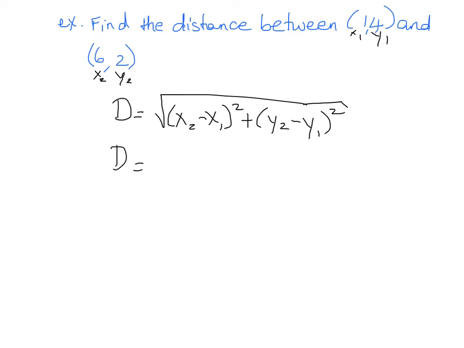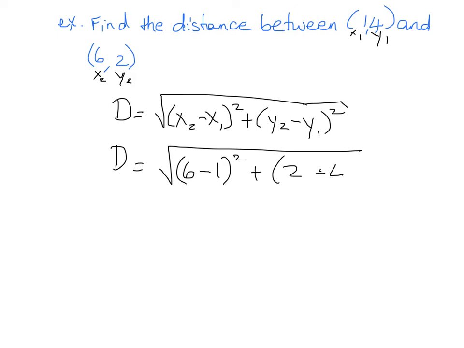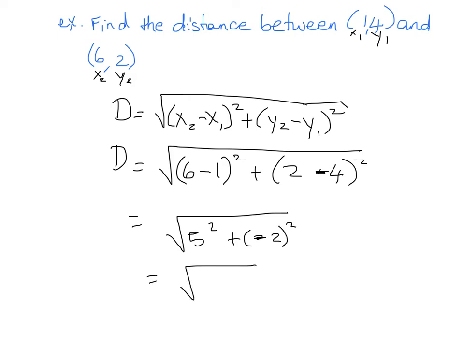We get that d is equal to the square root of 6 minus 1 squared plus 2 minus 4 squared, which gives us the square root of 5 squared plus negative 2 squared, which ultimately gives us the square root of 29. And as you can see, using the Pythagorean theorem is the exact same thing as using the distance formula. So choose whichever you prefer.